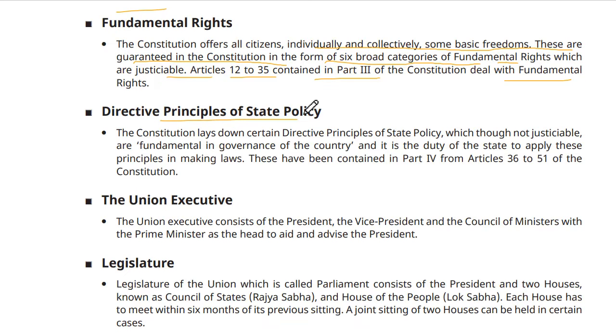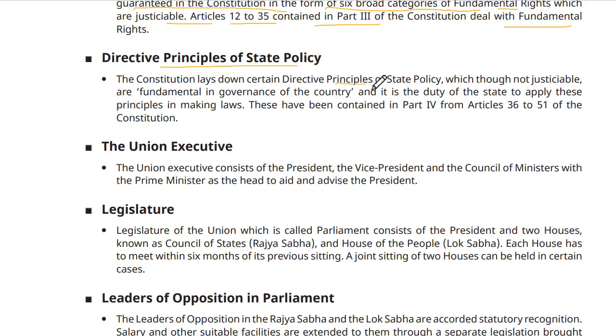Directive Principles of State Policy. The Constitution lays down certain directive principles of state policy which, though not justiciable, are fundamental in the governance of the country, and it is the duty of the state to apply these principles in making laws. These have been contained in Part 4 of the Constitution, from Article 36 to 51.